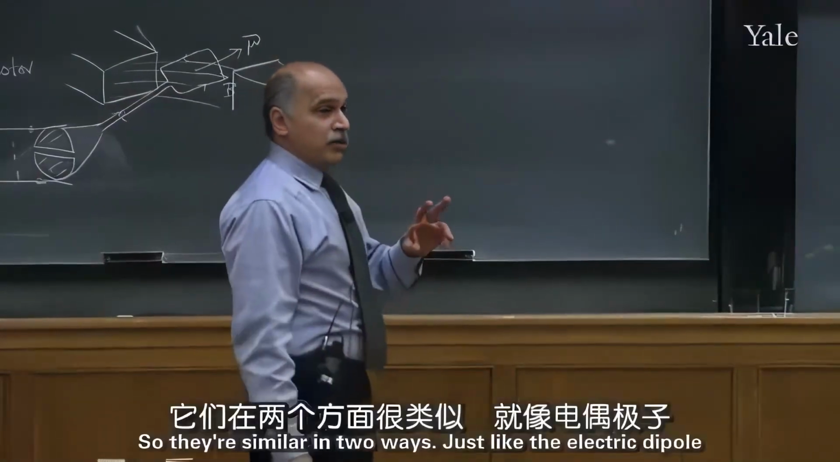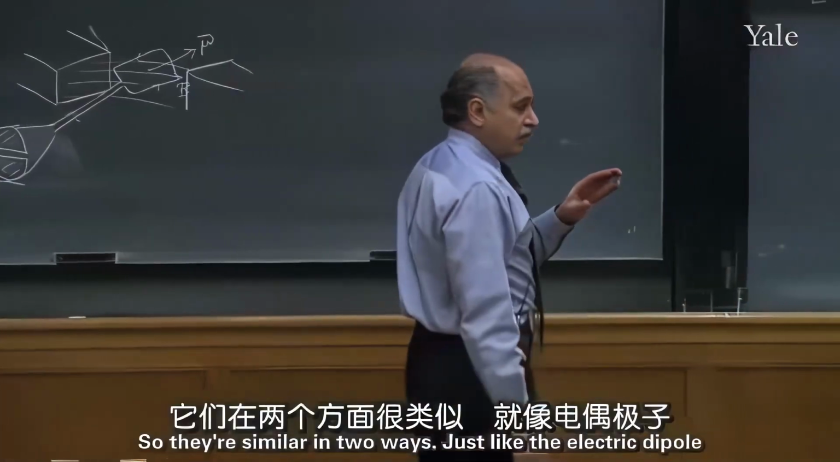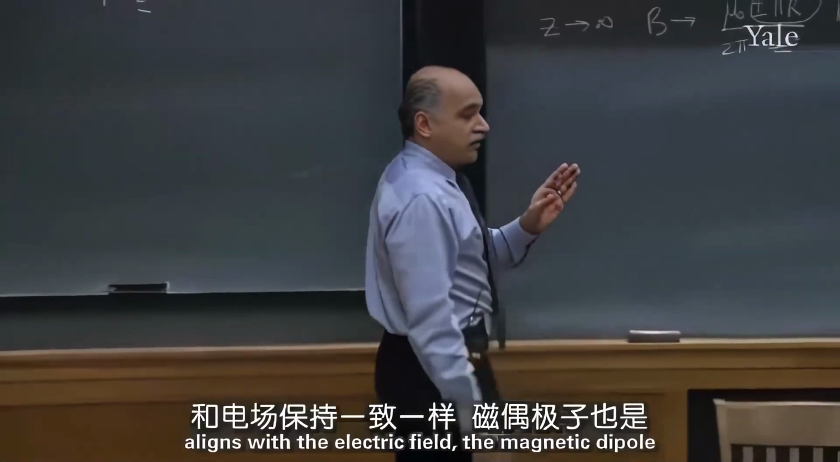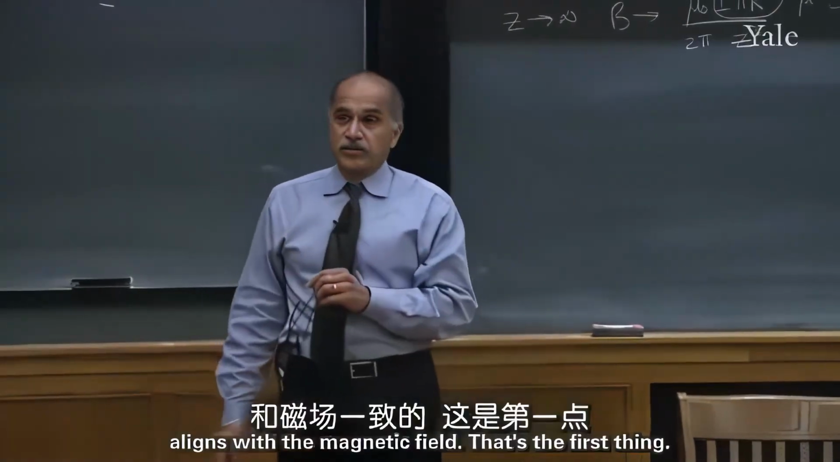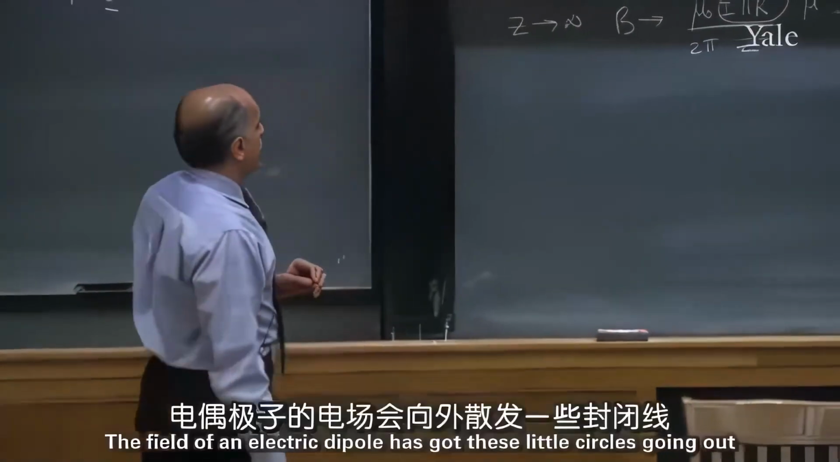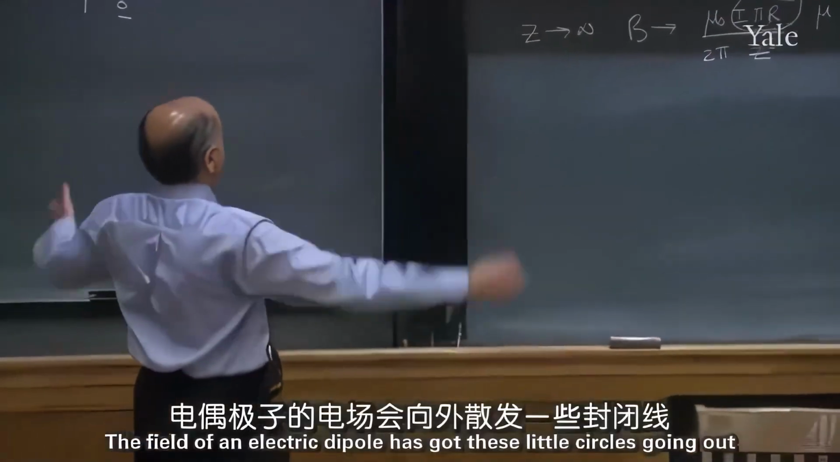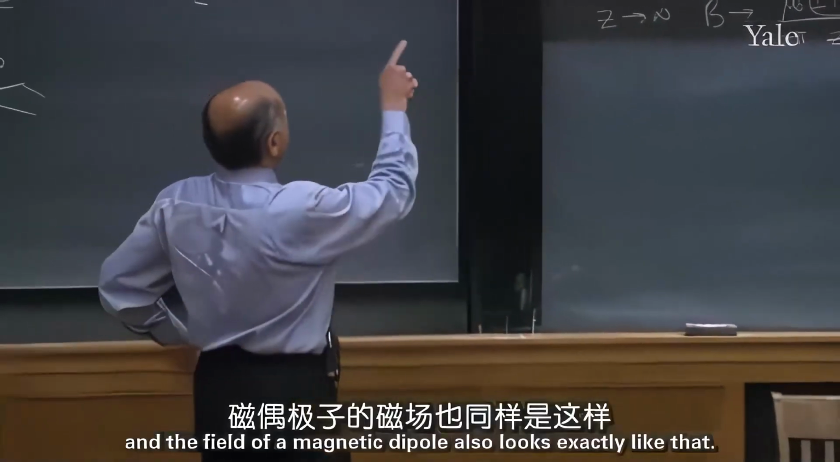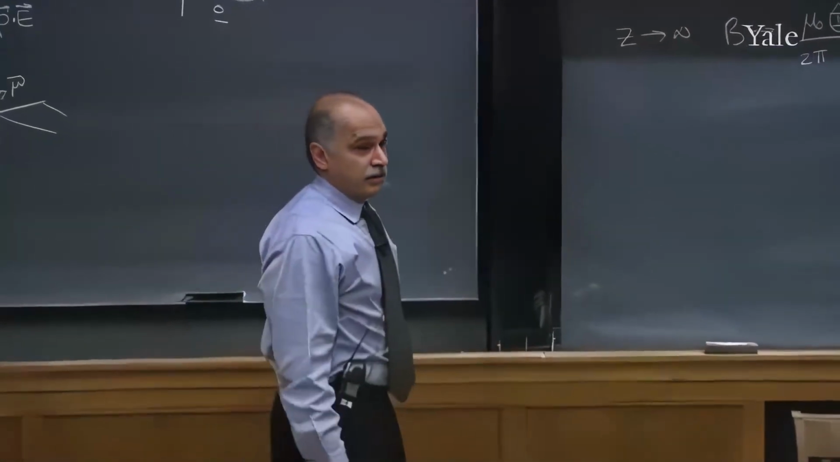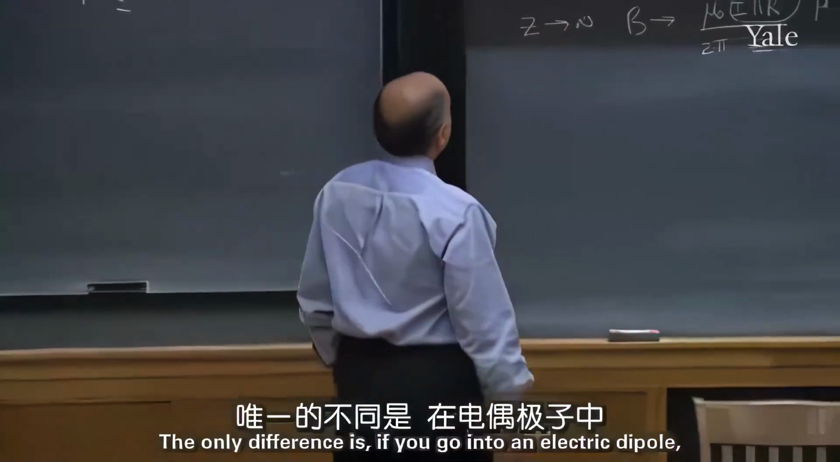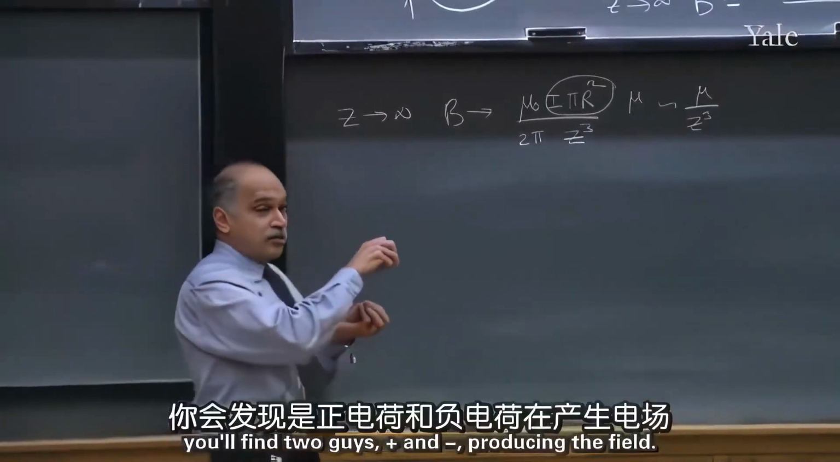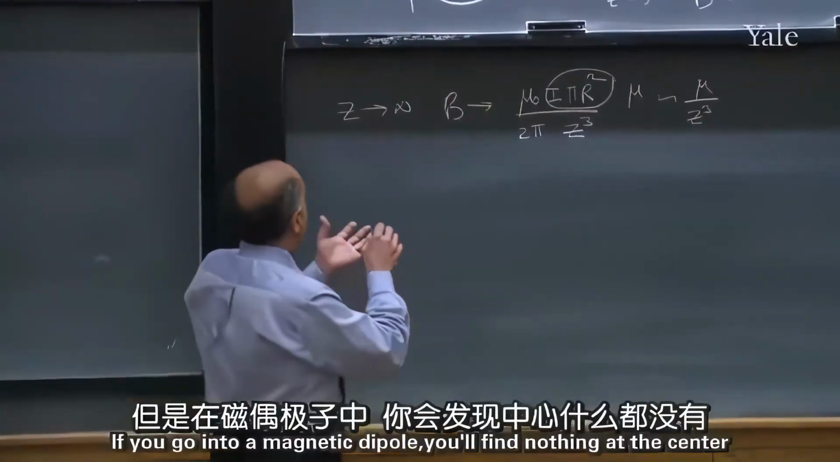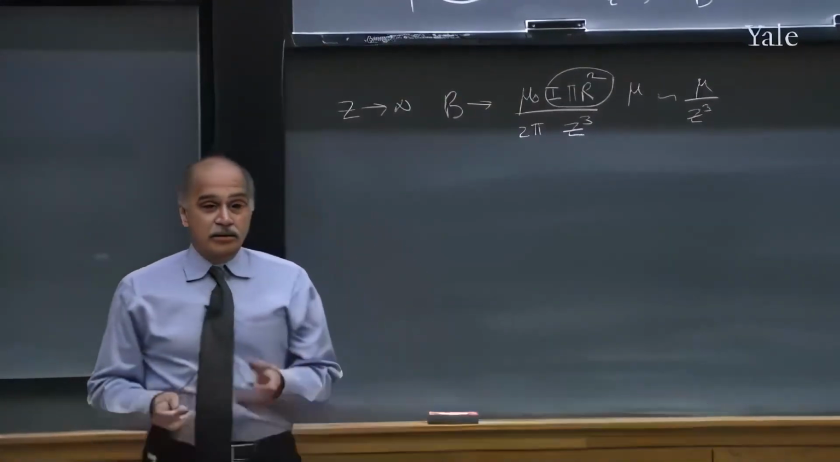So they're similar in two ways. Just like the electric dipole lines with the electric field, the magnetic dipole lines with the magnetic field. That's the first thing. The field of an electric dipole has got these little circles going out, and the field of a magnetic dipole also looks exactly like that. The only difference is if you go into an electric dipole, you will find two guys, plus and minus, producing the field. If you go into a magnetic dipole, you will find nothing at the center. You'll just find a loop.